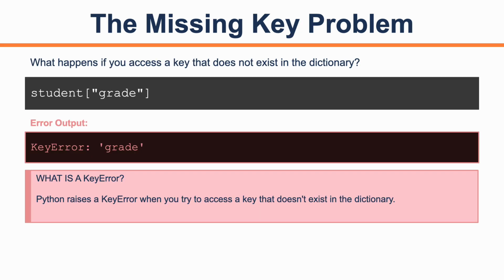Here is something important to know. If you try to access a key that does not exist in the dictionary, Python will throw a key error and stop your program. In this example, grade was never added, so accessing it causes a crash.